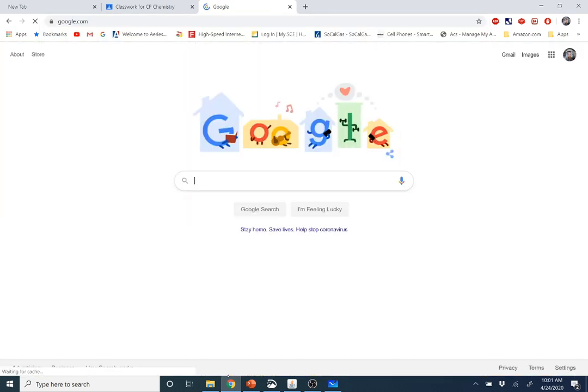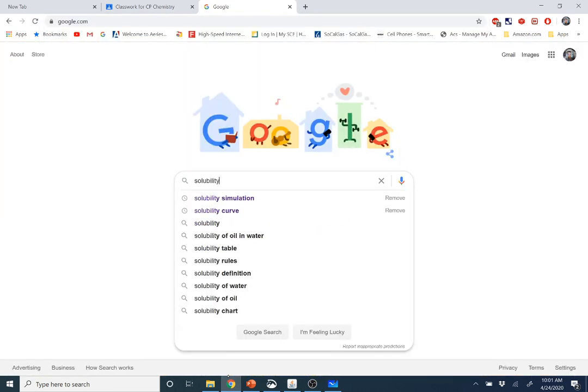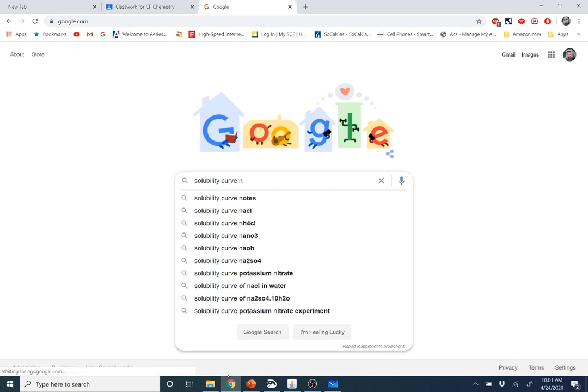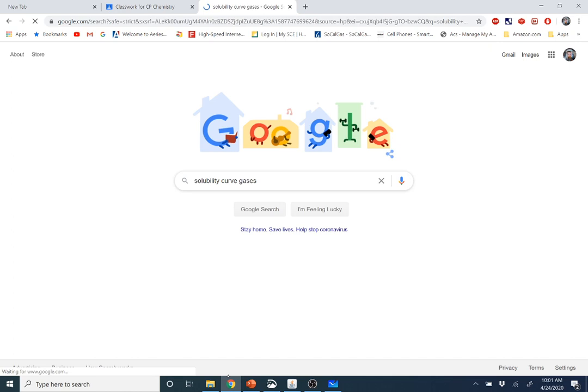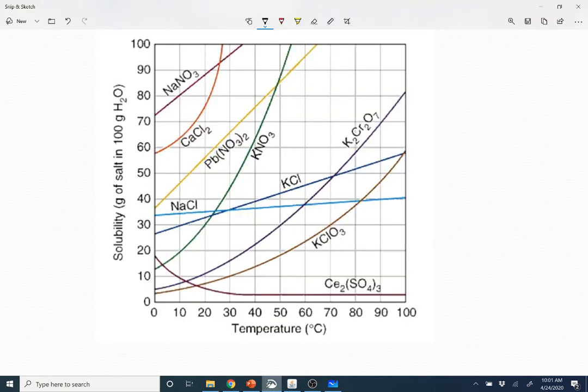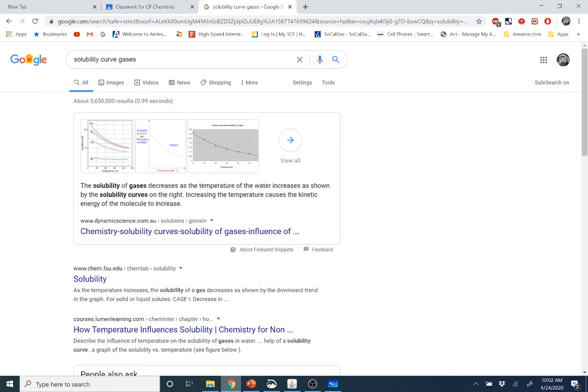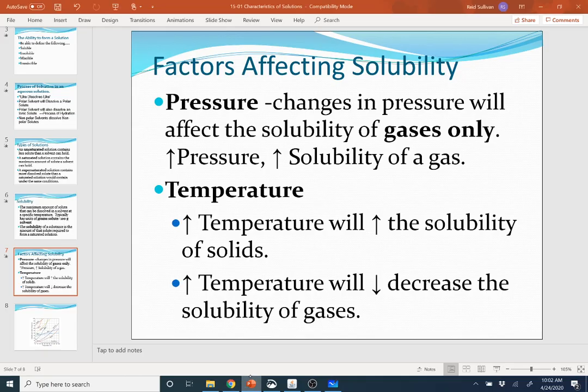So if we type in solubility curve for gases, versus the one I showed you, which is for solids. These are all solids. You'll notice that most of them have what we call a positive slope, which means that if you increase the temperature, it increases the solubility. Well, for gases, they don't like temperature. And one of the other things that we can use to increase solubility is temperature.